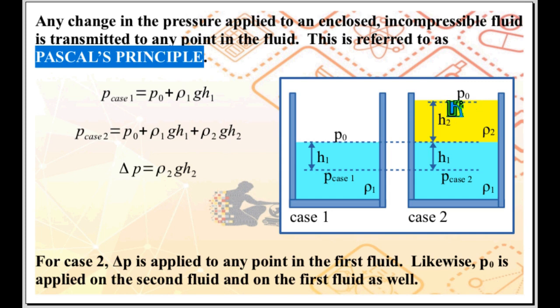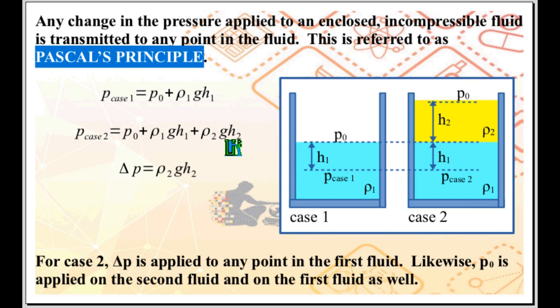P naught will be applied on the surface of the second fluid. In turn, it is applied at all points inside the fluid. It is applied at the interface between the two fluids. In effect, we can say that P naught is also applied to the surface of the first fluid, just like in the first case. Therefore, the pressure P case 2 at the same level as in case 1 is given by P case 2 is equal to P naught plus ρ1 G H1.